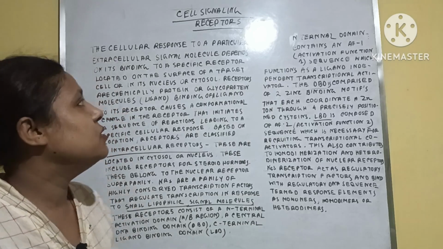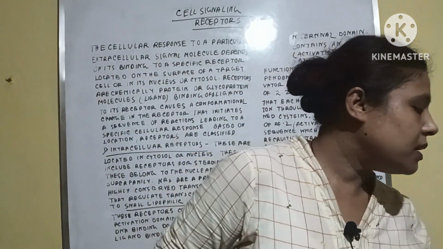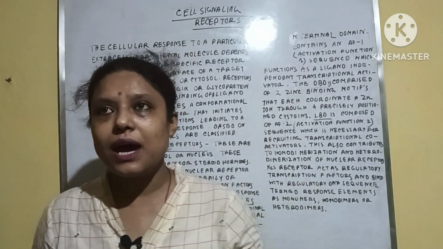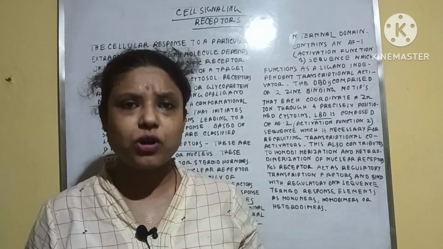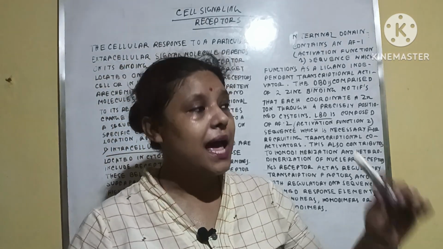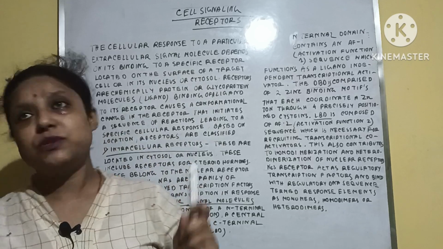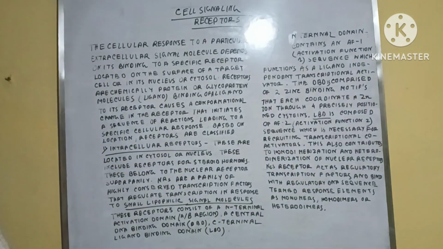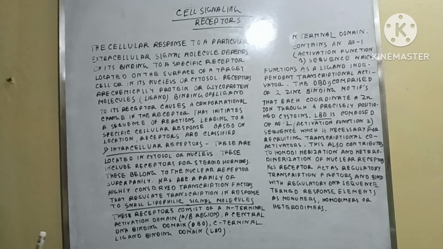So let's continue. This is the receptors. So in my previous video I already described the signals that are very important for the cell signaling process, and here these are the cell signaling receptors. And what are these cell signaling receptors?